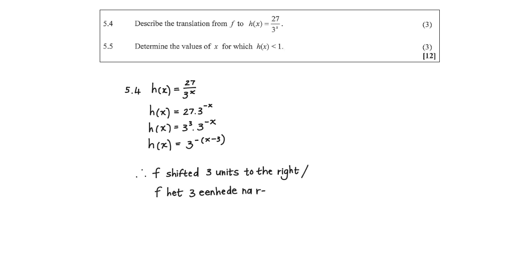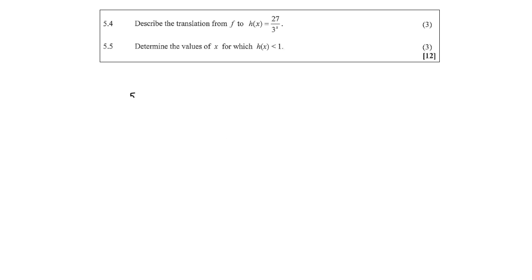Let's look at the mark allocation. You get 1 mark if you've written h(x) correctly in exponential form, that is 3 to the power of minus bracket x minus 3, then 1 mark if you said it shifted 3 units, and then 1 mark for the direction, right. Let's look now at question 5.5. Determine the values of x for which h(x) is smaller than 1.